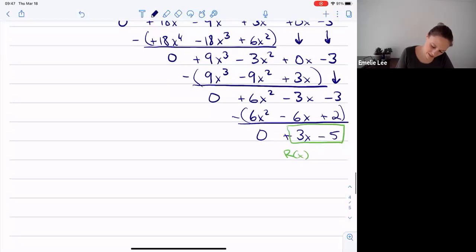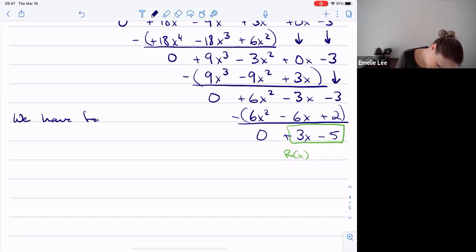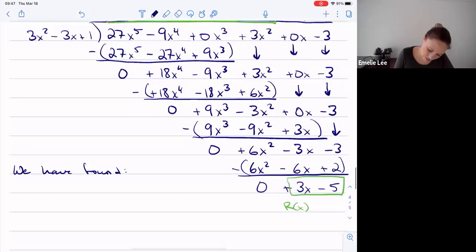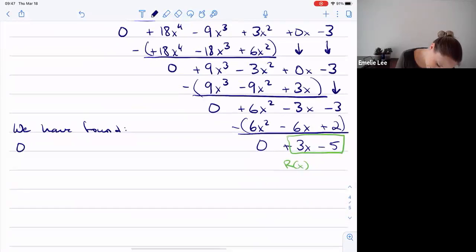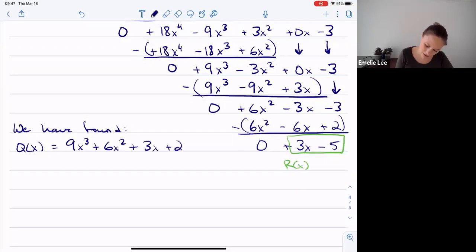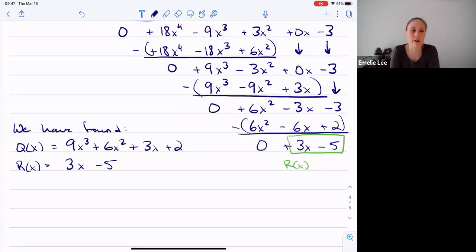And so I'll just summarize it here. We have found that, let me just see if I can copy it here. So we've found that q of x is 9x to the 3 plus 6x squared plus 3x plus 2, and r of x is 3x minus 5.